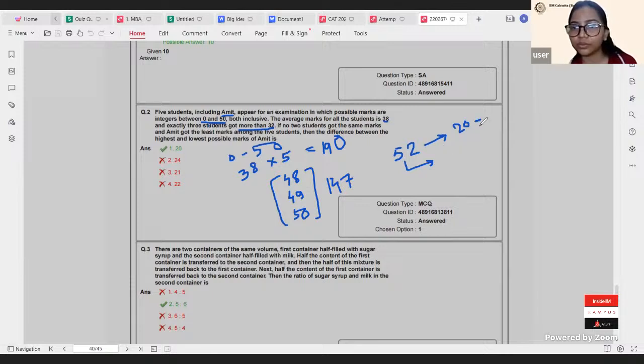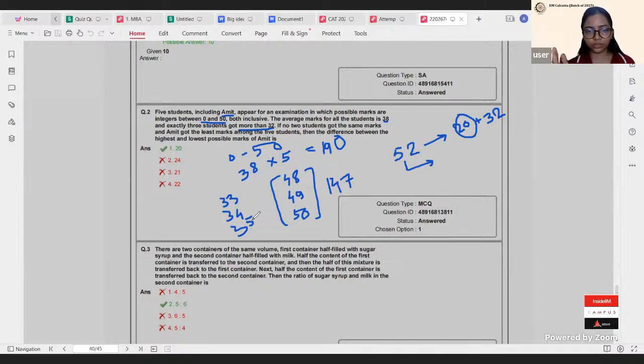So here it will be 20 plus 30. So Amit will get... And for Amit to have maximum marks, we'll assign the least marks to the other three. So in that case, we'll assign 33, 34, 35 to the other three, because the other three candidates have got more than 32. Here it is written. So since they are all distinct, we can basically assign them. 33 is the minimum possible mark.